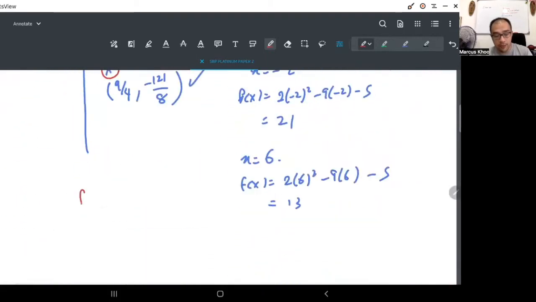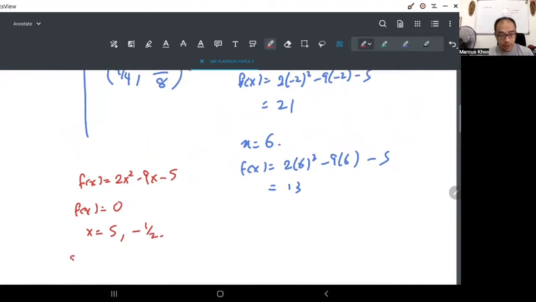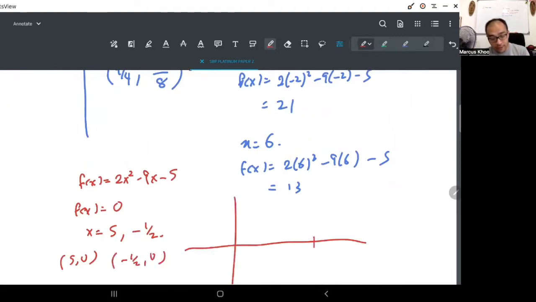So f(x) equals 2x squared minus 9x minus 5. When f(x) equals 0, that's factorizing. When you EQN it, you will get x equals 5 and -½. So these are your 3 points already. You get 5 and 0, and the other one is -½ and 0. Same thing like you draw your graph: here is 5, and here is -½ for example.